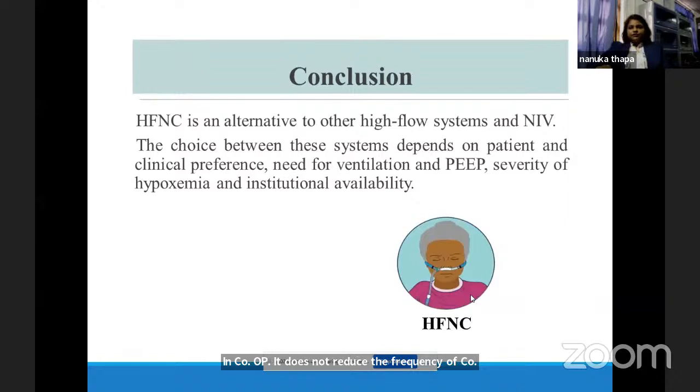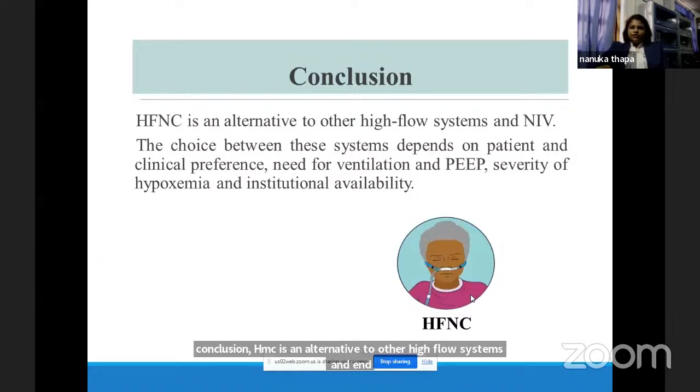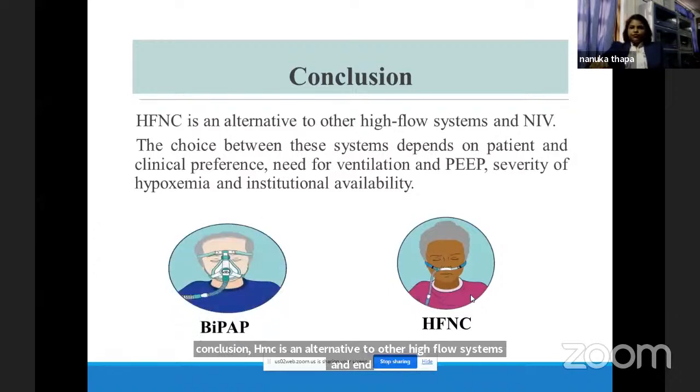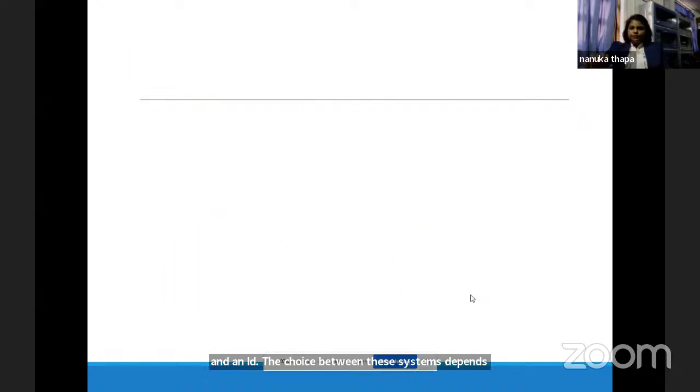In conclusion, HFNC is an alternative to other high flow systems and NIV. The choice between these systems depends on patient and clinical preferences, need for ventilation and PEEP, severity of hypoxia, and institutional availability. So we should know when to use which.